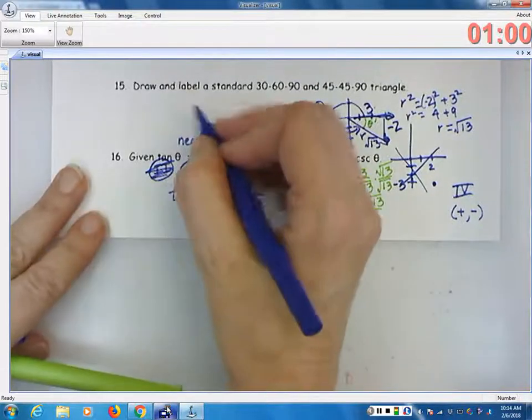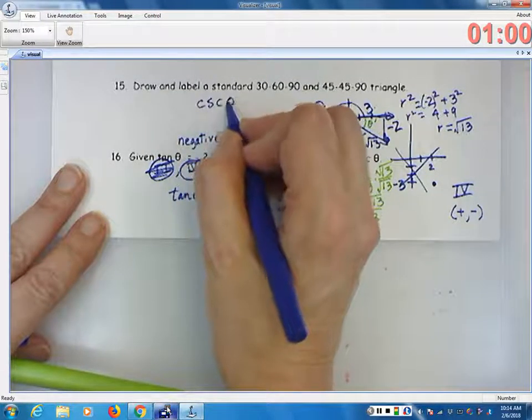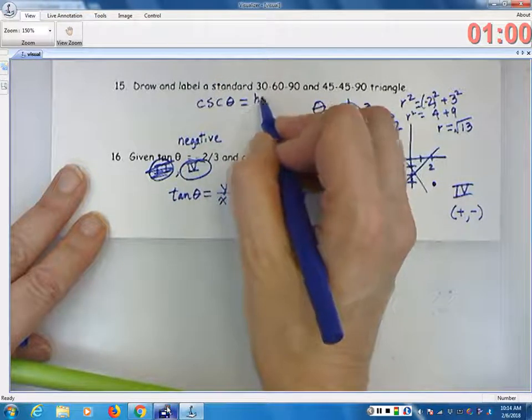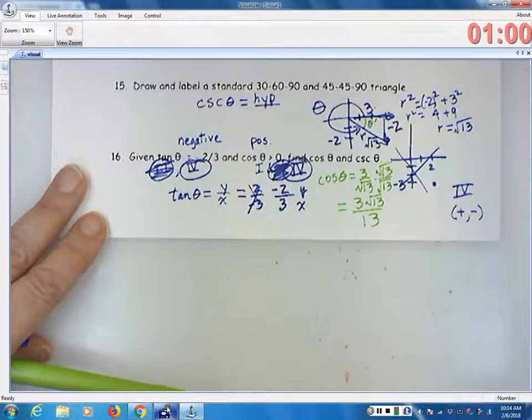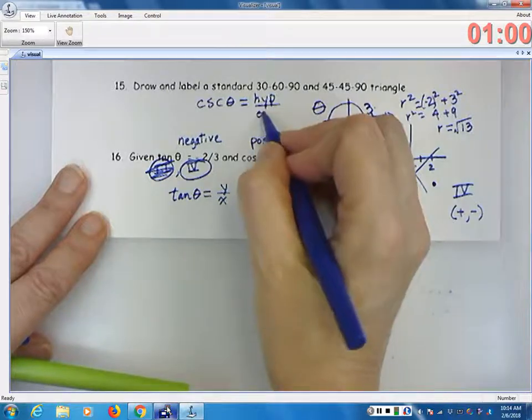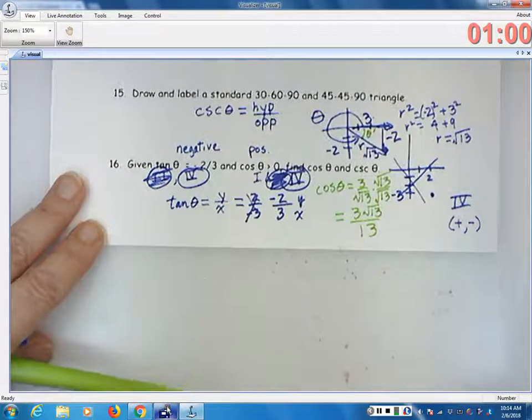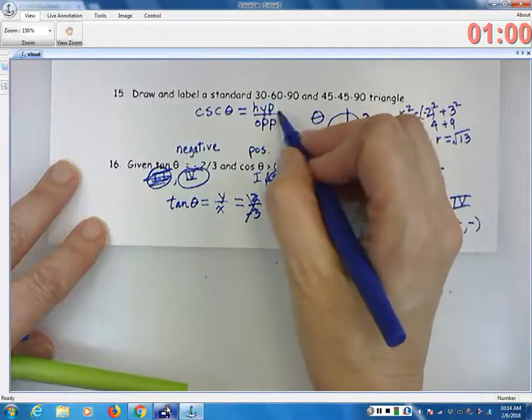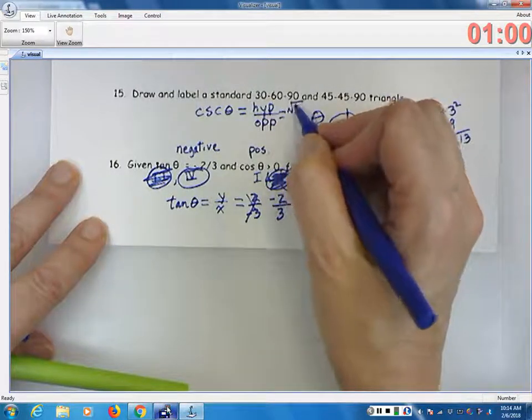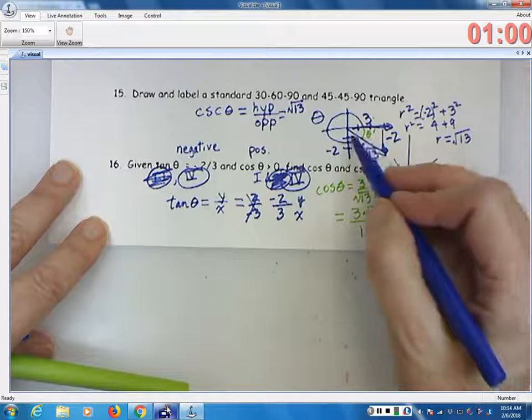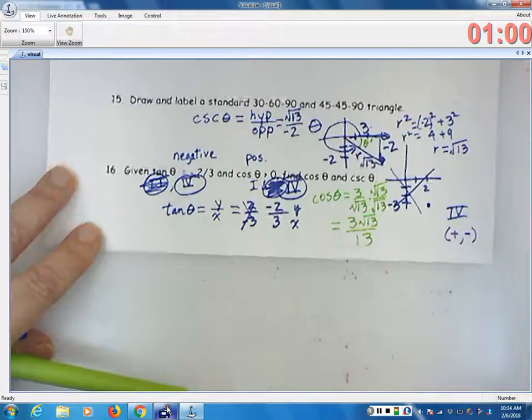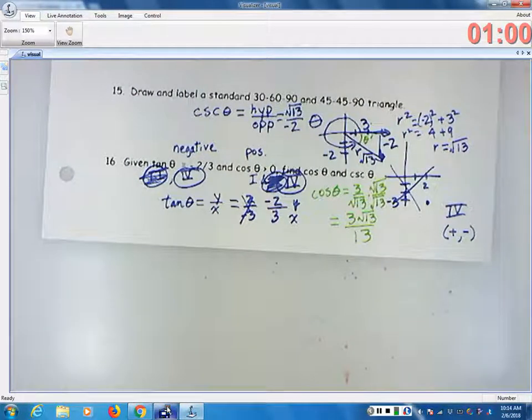What's cosecant? 1 over sine. Remember that cosecant theta is 1 over sine, so it's hypotenuse over opposite. Think about that a minute. Hypotenuse is square root of 13, and the opposite is -2. So it's negative square root of 13 over 2. So practice those, it's not easy. And practice the worksheets.